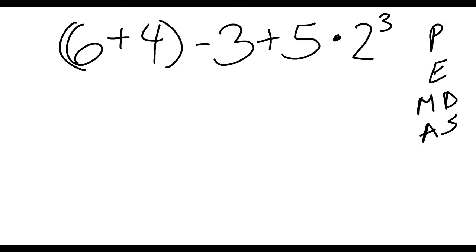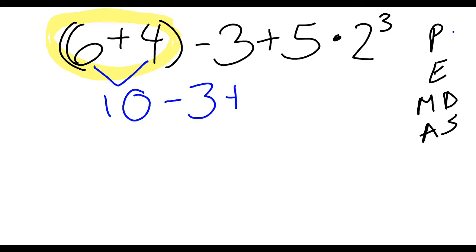All right, so we're going to start out. Are there any parentheses? Is the first thing I want to think about. Yes, in fact, there is. I see parentheses right here. So I'm going to do what's in the parentheses first. All right, so I'm going to make a little caret. 6 plus 4 is 10. That is one step. I am not doing anything else except for bringing the rest of the information down. So I'm going to bring down minus 3 plus 5 times 2 to the third power.